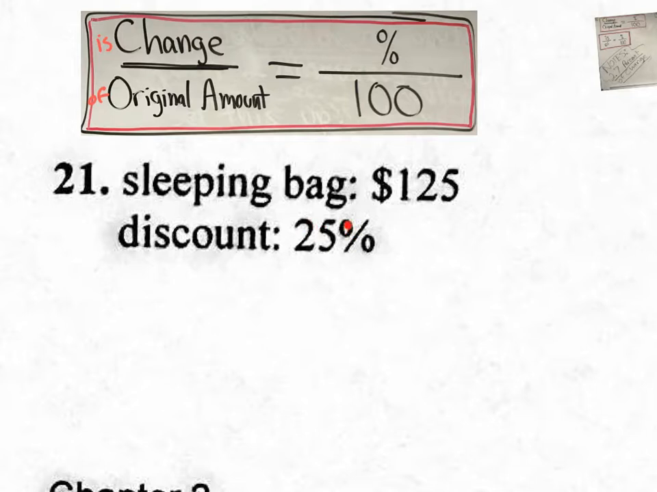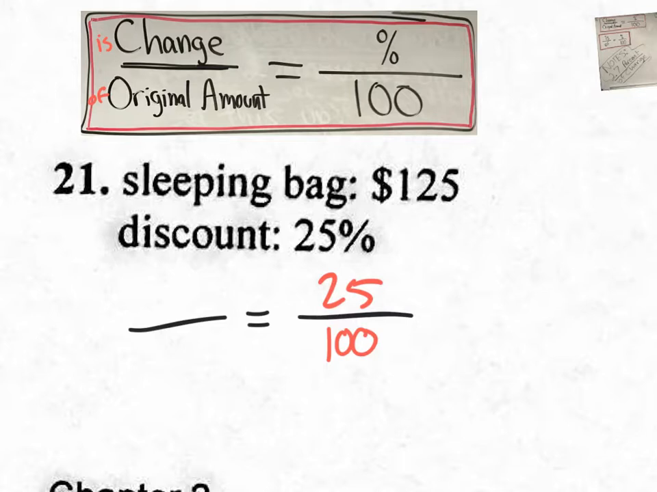Okay? So where do you think the 25% is going to go? In terms of a proportion. Where does the 25 go? Does it go over here, down here, or up here? Up there. Percent is always over 100. So let's put down 25%. That means per 100. Now down here we have an original amount. Do we have an original amount? Yeah, 125. That's right. So we're going to go 125.